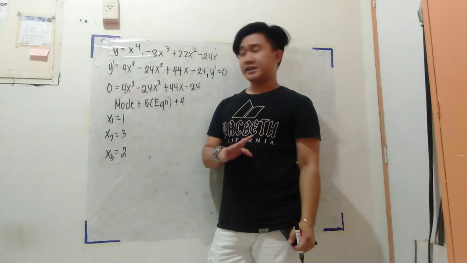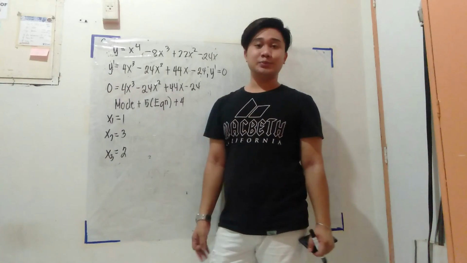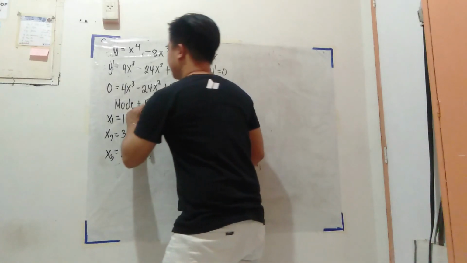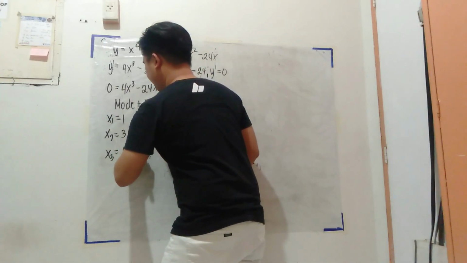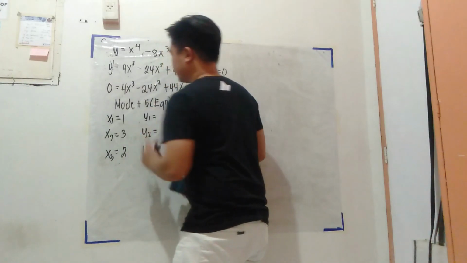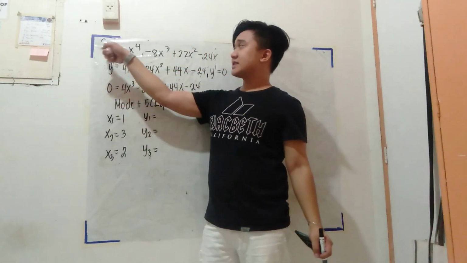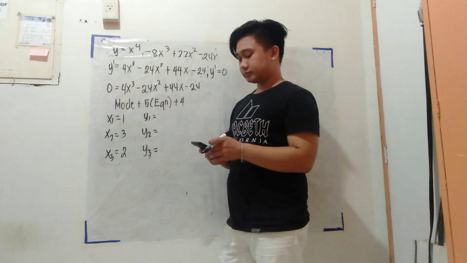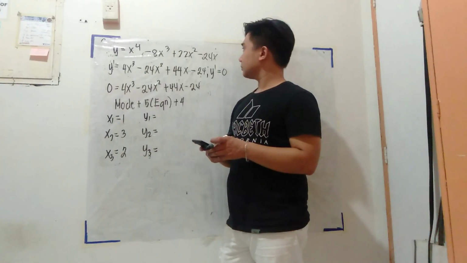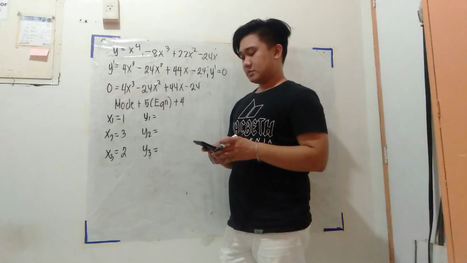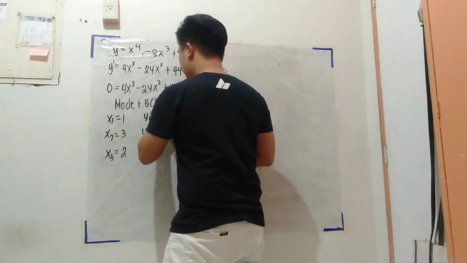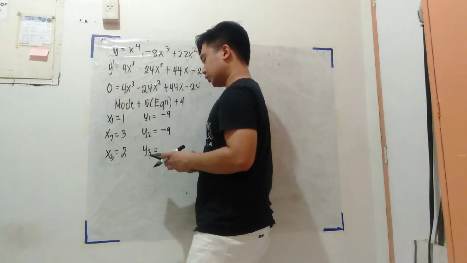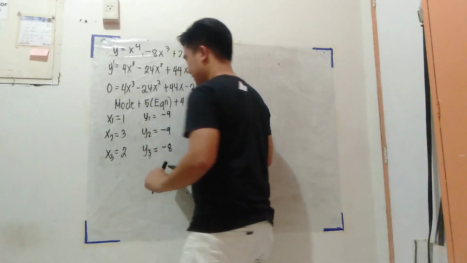Ano pa nga bang ina-expect natin? Cubic yung equation, kaya tatlo din po ang posible nating sagot. Okay? So, let's get the y1, y2, and y3. So, to get y1, pasok mo si 1 dito saan? Sa original equation. So, kapag 1, y1 is negative 9. Kapag 3, negative 9 din. Kapag 2, negative 8.